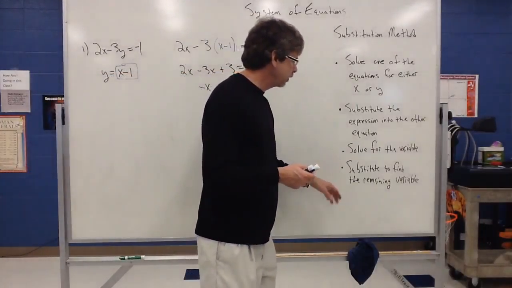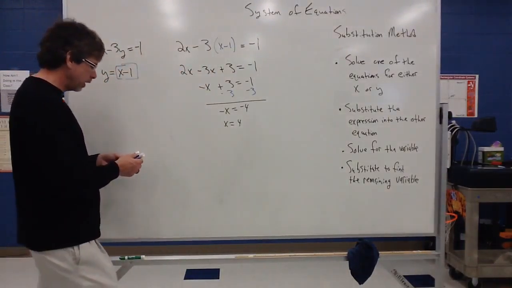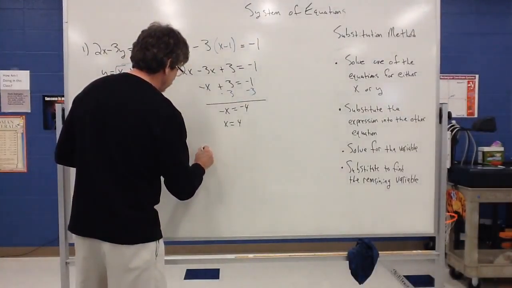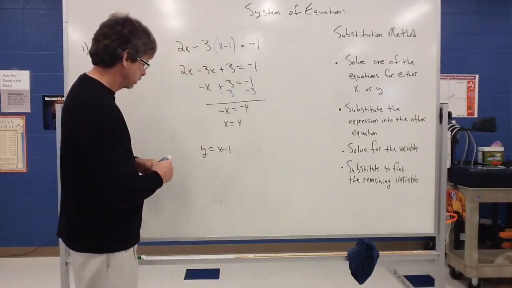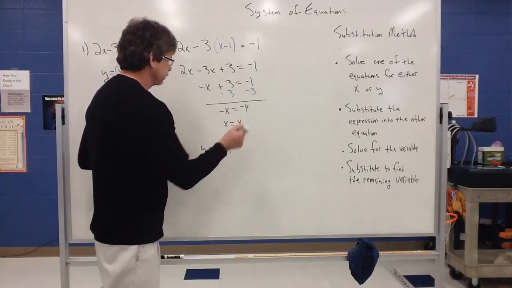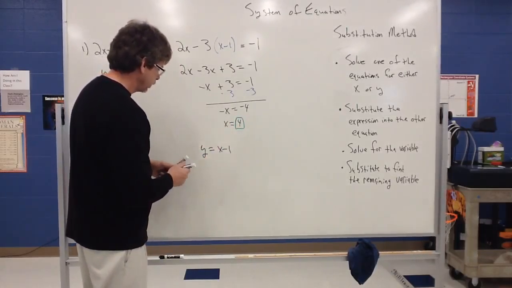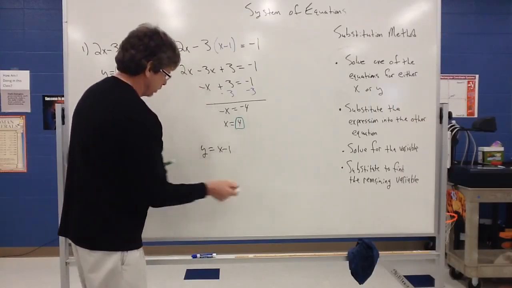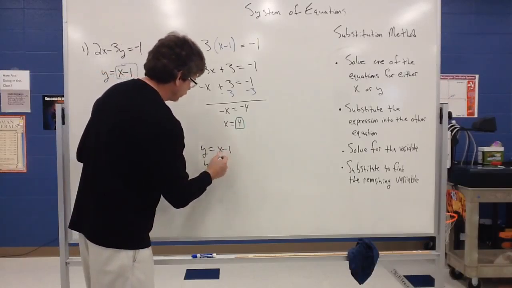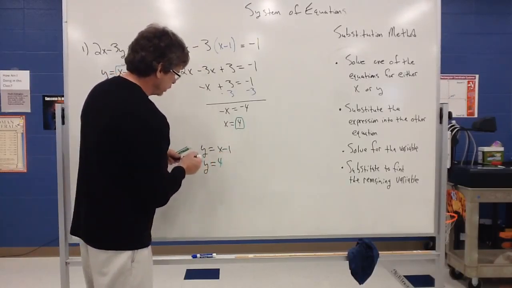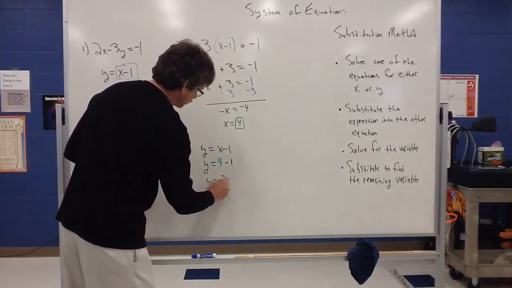Now we want to substitute to find the remaining variable. We can go back to this equation since it's solved for y, and we can find our x. And we can find our value for y. So y is going to equal this x minus 1. I'm now going to substitute that 4 in, since x equals 4, I'm going to replace this x with that 4. So I have y equals 4 minus 1. And 4 minus 1, y will equal then a 3.